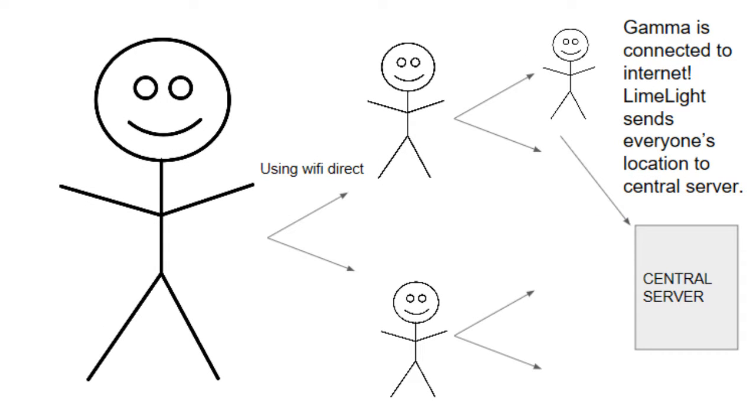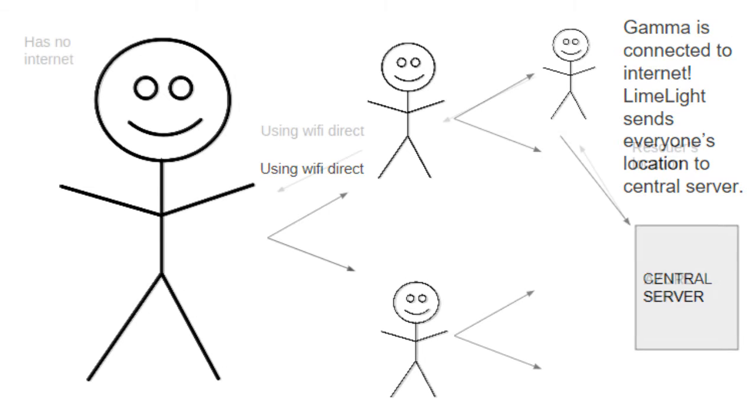This data is then passed on to other devices. As soon as a device with internet access receives A's location, it shall be uploaded to the central Azure server. Hence, LimeLight ensures victim identification even in the case of lack of internet connectivity.